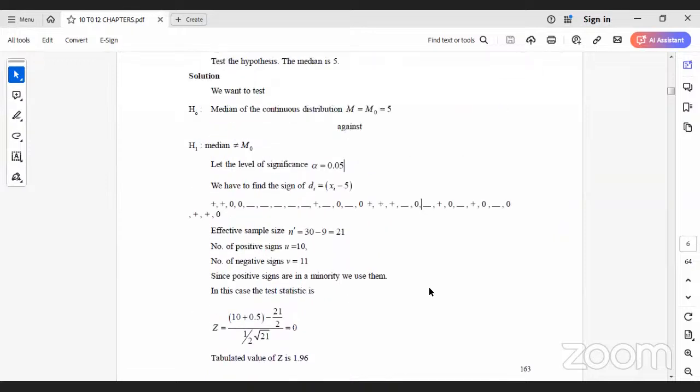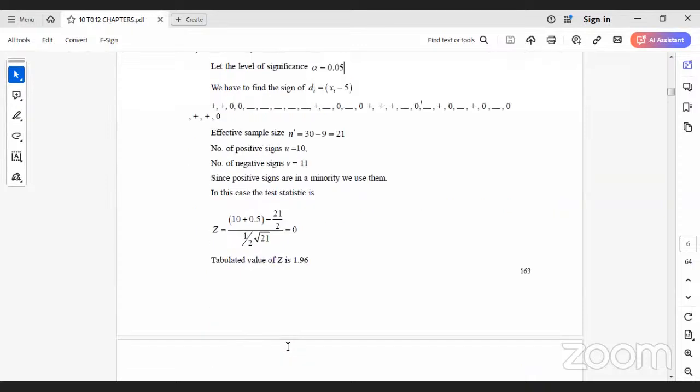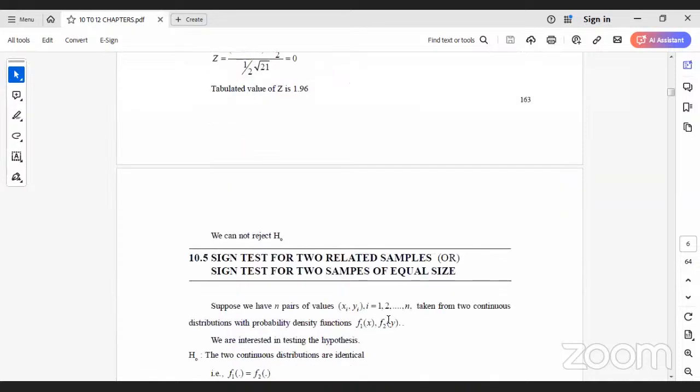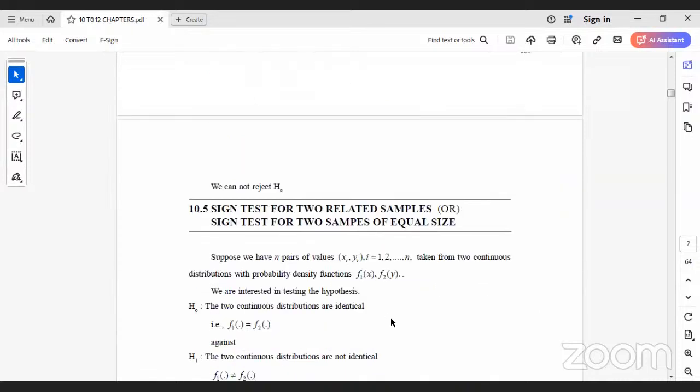So therefore the total is 30 minus 10, the positive signs is 10, 10 plus 0.5 by minus 21 by 2, total 21 sample size. So 1 by 2 is the formula, that is root 21. The simplification is 1.96. We can't reject H0. Clear? Do you understand, Komali?